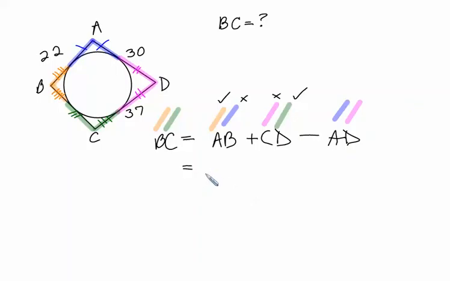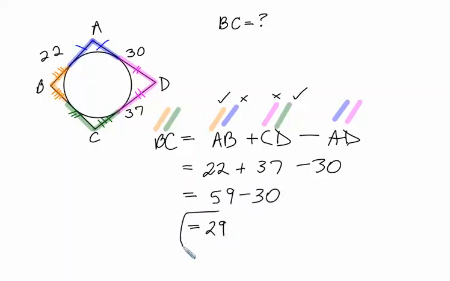So now that we have noted everything and we've canceled off the segments we don't want, AB would be 22, CD is 37, AD is 30. 22 plus 37 would be 59, minus 30, and in the end, BC would be equal to 29.